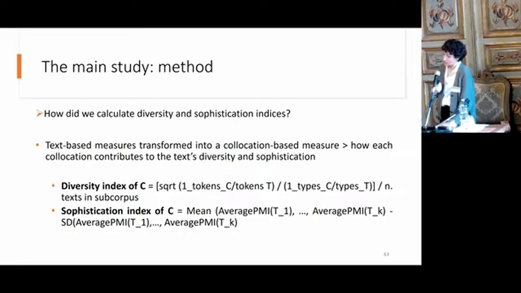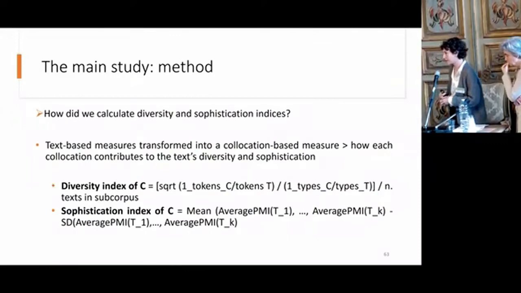And the sophistication index of a collocation C we calculated, as you can see from the slide, by subtracting the mean of the average PMI of each text in which the collocation in question occurs by the standard deviation of the average PMI of each text in which the collocation C occurs. The logic behind these two indices is quite hard to understand, but theoretically we think that they could work. As we said before, they were very hard to interpret with the results from the processing studies, and we are still working on it.